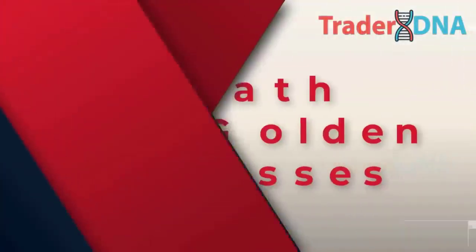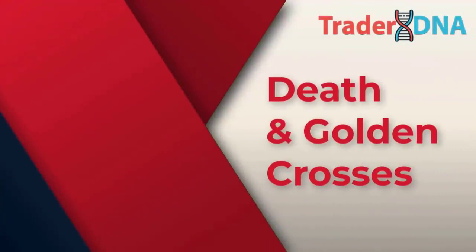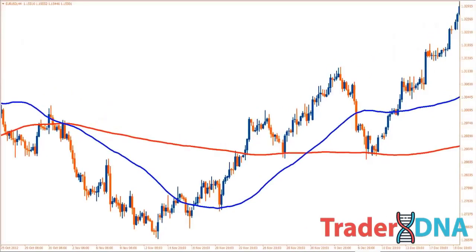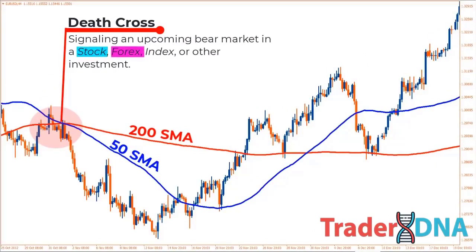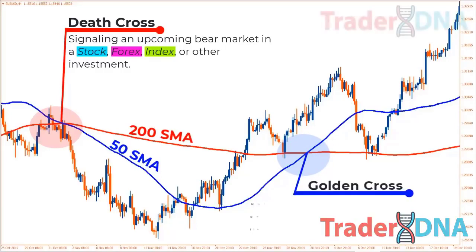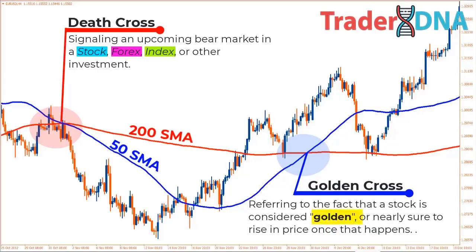Death cross and golden cross. The 200-day simple moving average is considered such a critically important trend indicator that the event of the 50-day SMA crossing to the downside of the 200-day SMA is referred to as a death cross, signaling an upcoming bear market in a stock, forex, index, or other investment. In like fashion, the 50-day SMA crossing over to the upside of the 200-day SMA is sometimes called a golden cross, referring to the fact that a stock is considered golden or nearly sure to rise in price once that happens. Here are other examples of the 50 SMA and 200 SMA trading strategy.